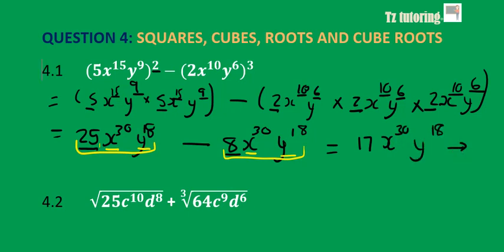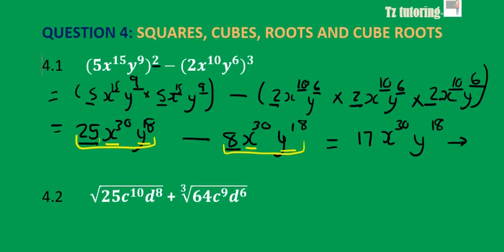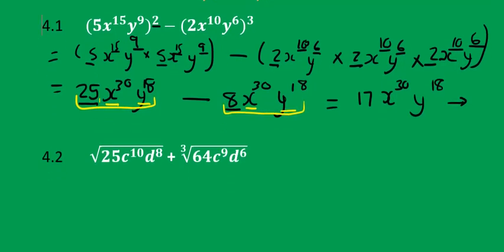Now we have simplified. Right, let's move on now to roots and cube roots. Starting with the coefficient, the square root of 25 is 5. And the rule is, because a square root has an invisible 2, the exponents you must divide by 2. So for C, 10 divided by 2 is 5. And for D, 8 divided by 2 is 4.